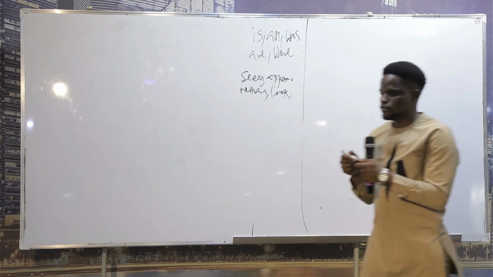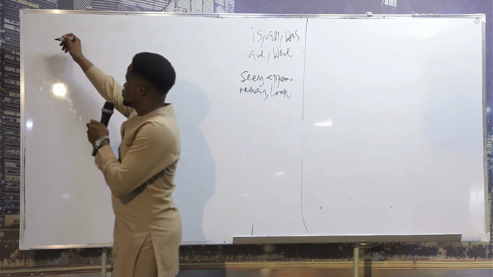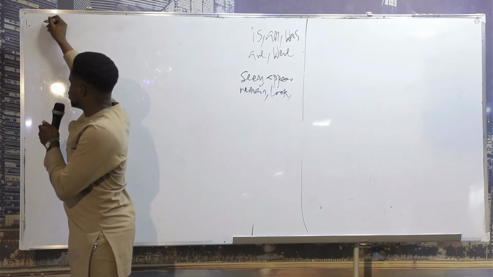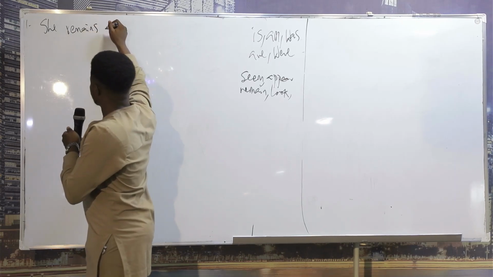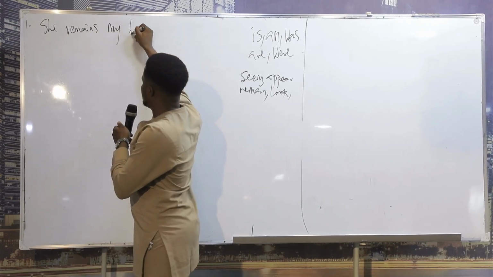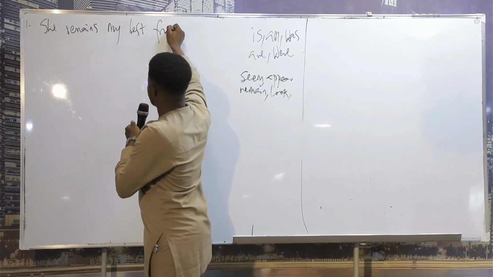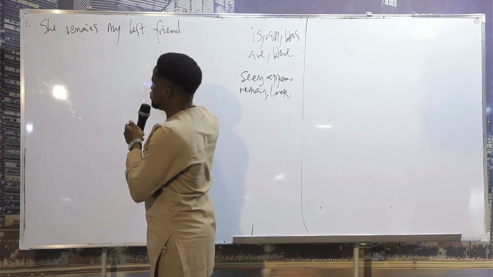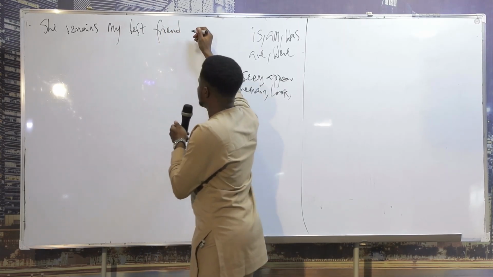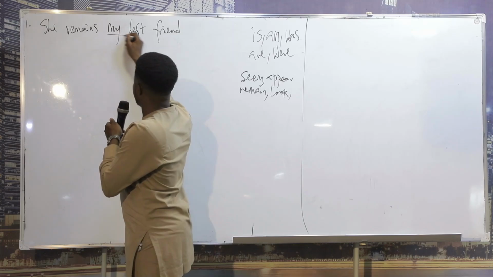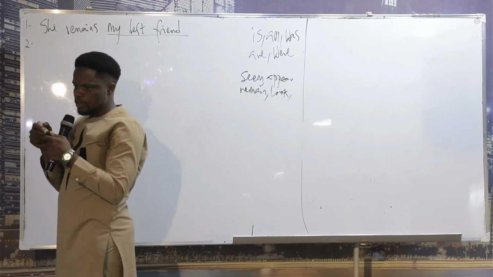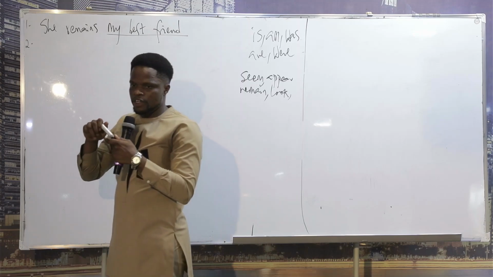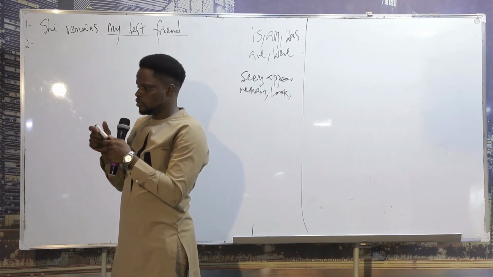Number one. She remains my best friend. She remains my best friend. Then my best friend is underlined. She remains my best friend. My best friend underlined.